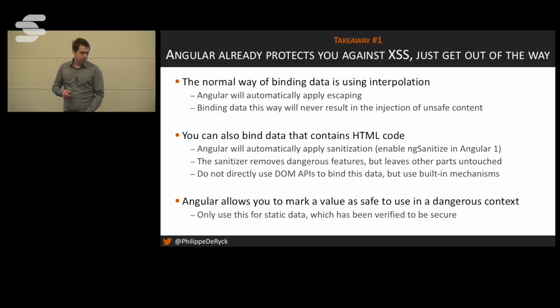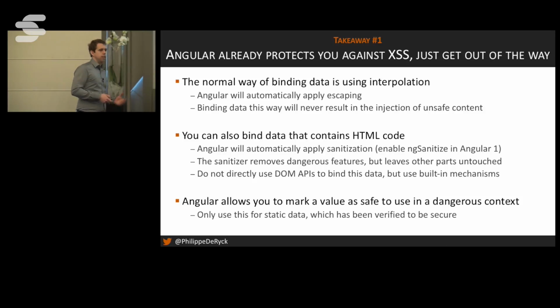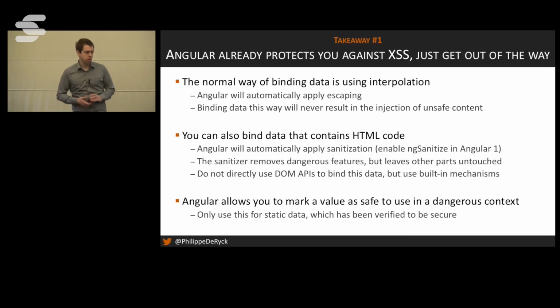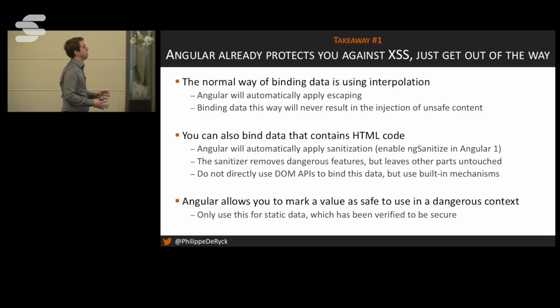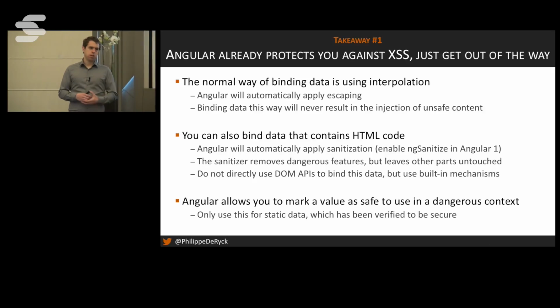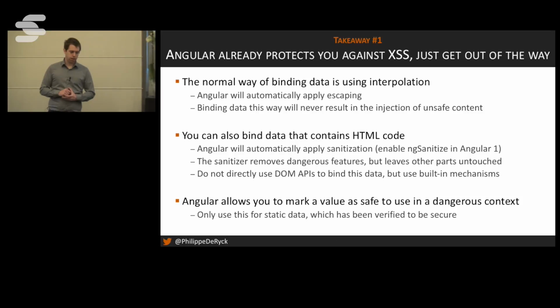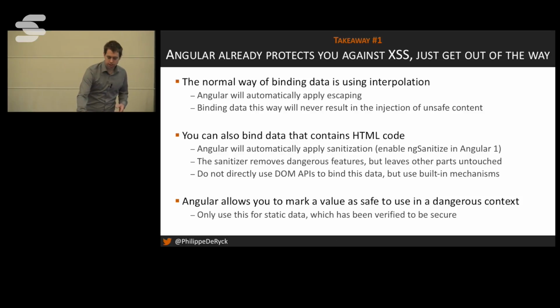And then third, if you use this trust as HTML function, be aware of what you're doing and only use this for static data that you know is actually secure. Only use it for quick template injection and not for loading some user-provided data. That's very, very essential. And if you follow these basic steps, I'm pretty sure that most of your cross-site scripting attack vectors in Angular applications are addressed correctly. Any questions here at this point?